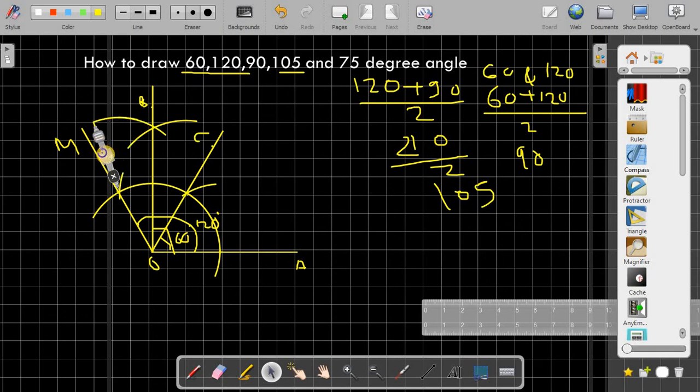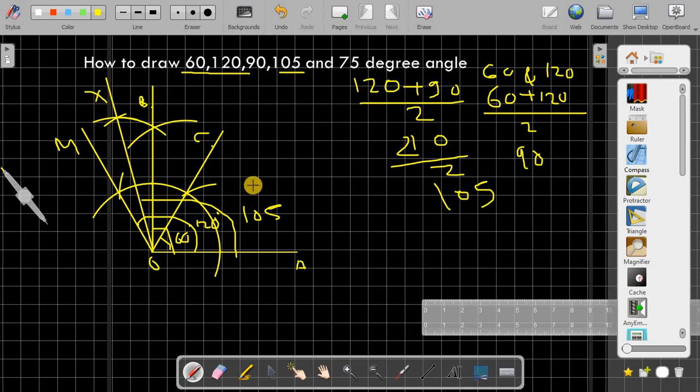Whatever distance you are taking, you should not change that distance, and with the same distance between pencil and compass pointer, you have to take it here. And here I am drawing the second arc. Then here you should draw the line. So this angle is 105. Here many angles are coming, so I am giving some particular name. Suppose it is X. So this XOY is the angle of 105.